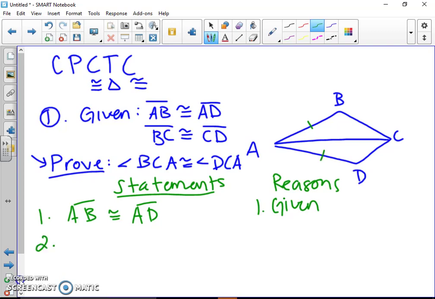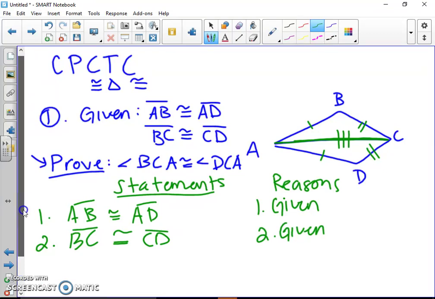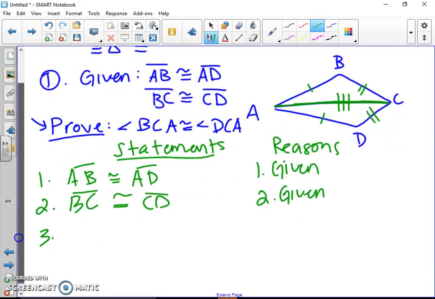All right, next step, step 2. I've got BC is congruent to CD. And that's also given. Now looking at our picture, we should notice that AC is a shared side, so we can say that that is congruent to itself by the reflexive property. So step 3, we're going to say that AC is congruent to AC because of the reflexive property.